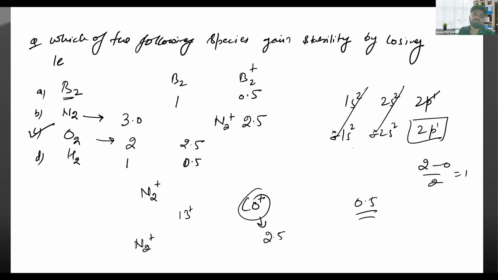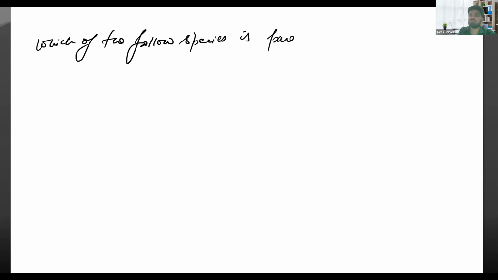Okay, so next question: which of the following species is paramagnetic in nature? A, B2; O2; O2 minus; NH2. Tell me.